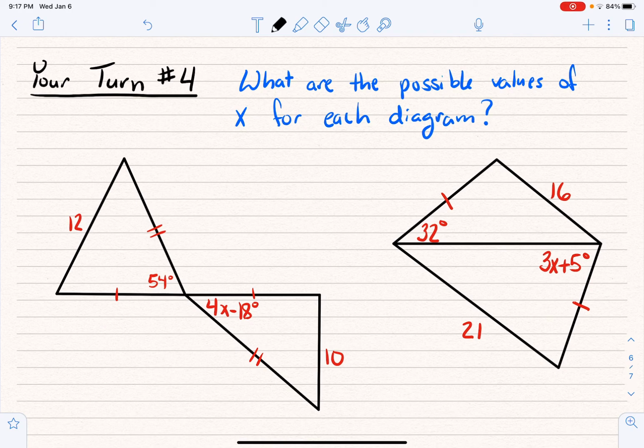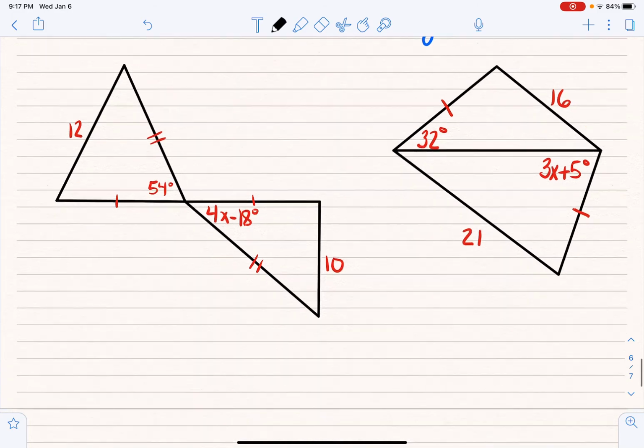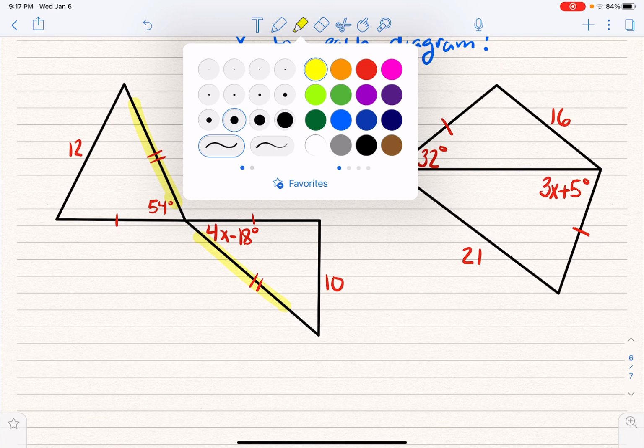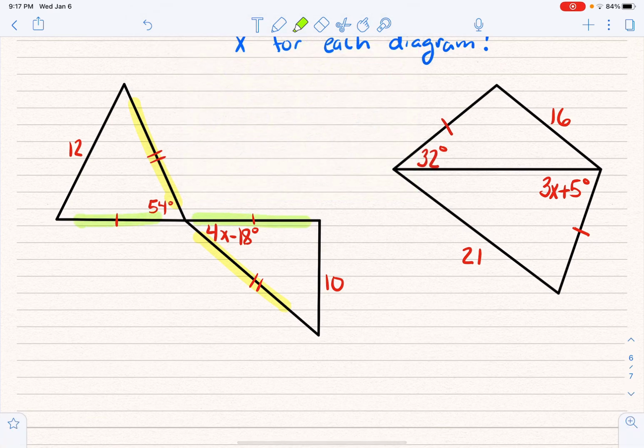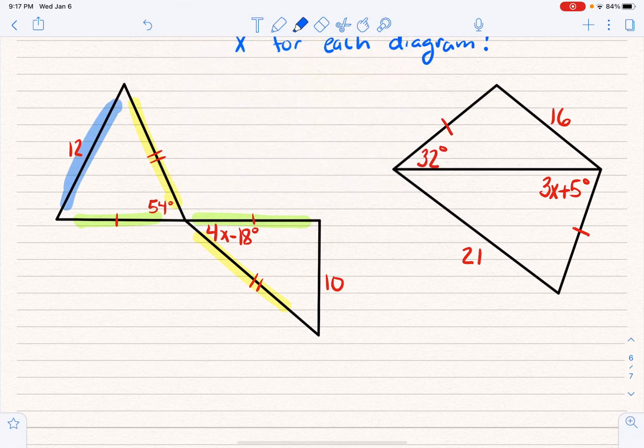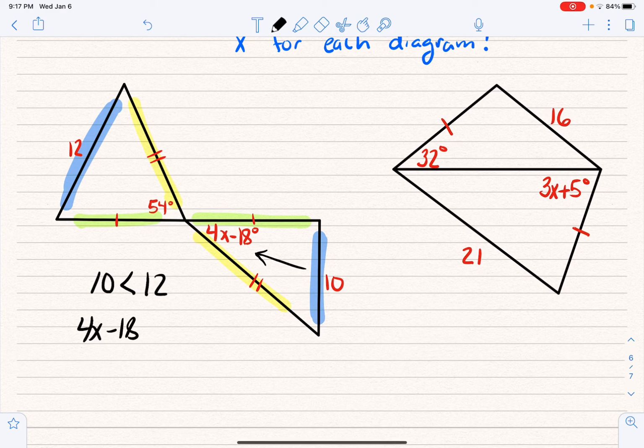Okay, let's take a look at this. I'm going to look at this first one, and I see that this side is the same length as this side, and that this side is the same length as this side. So I'm looking at that opposite side right here and right here. And I can see that 10 is less than 12, right? And that 10 relates to that 4x minus 18, and that 12 relates to that 54.